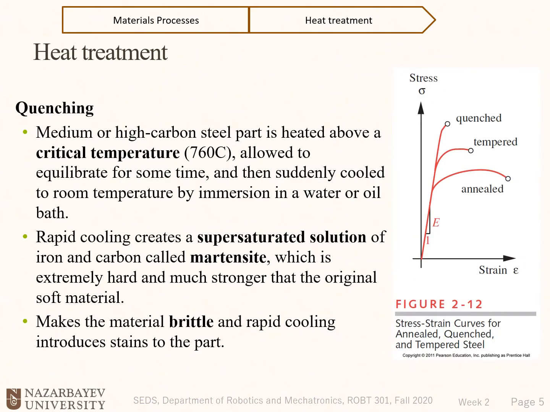Okay, now we want to name and categorize some important heat treatment processes. The first one is quenching. A medium or high carbon steel part is heated above a critical temperature, or 760 degrees Celsius, and allowed to equilibrate for some time. So we keep the temperature above 760 degrees for some time, and then suddenly cool to room temperature by immersion in a water or oil bath.